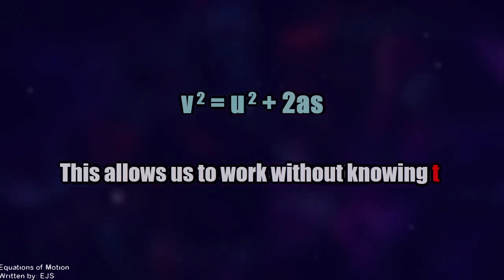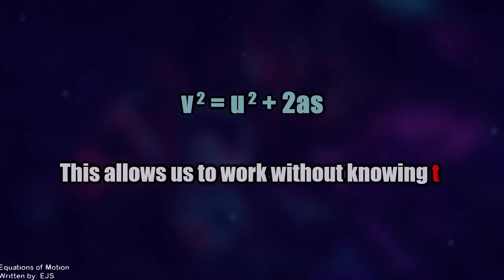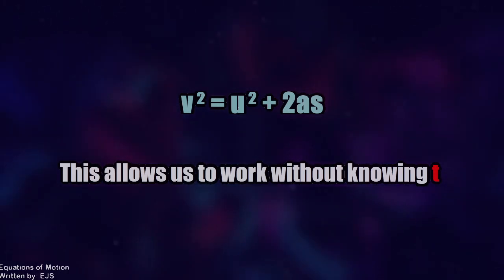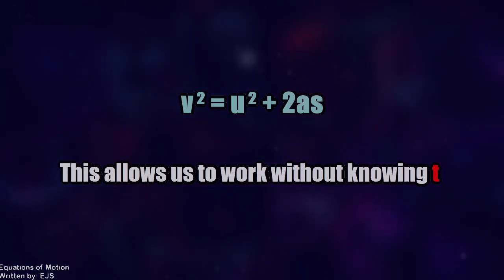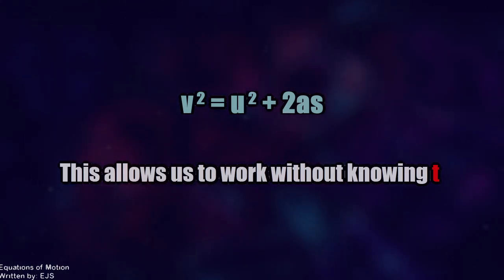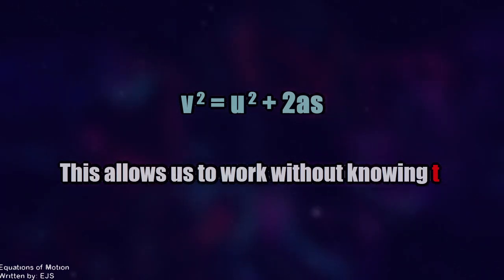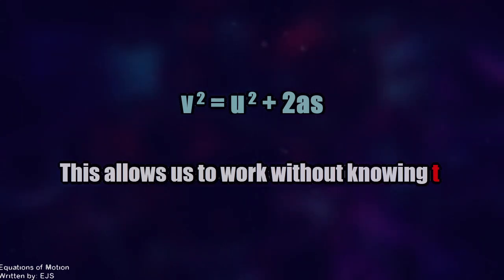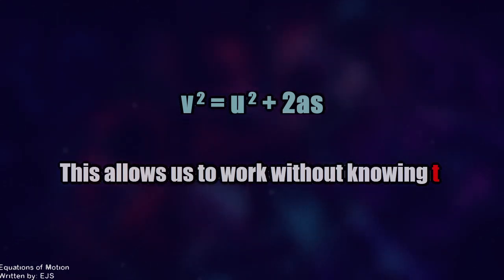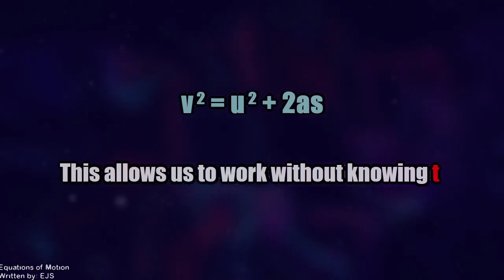v squared equals u squared plus 2as. So it's possible to do a bit of maths and work out that this will be true. And its purpose, as you can see, is to allow us to find one of these things when we don't know the time involved in the motion. So we need to find v or u or a or s, but we don't know t. This is the correct equation to use.